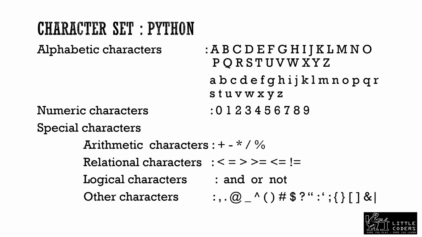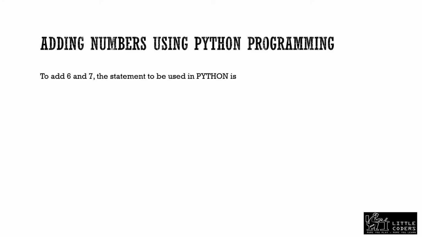We have already seen the various characters that can be used in Python. They are classified as alphabetic characters, numeric characters, and special characters. In the special characters, we have arithmetic, relational, logical, as well as other special characters. Now, we are going to see how we can write some simple programs using Python.